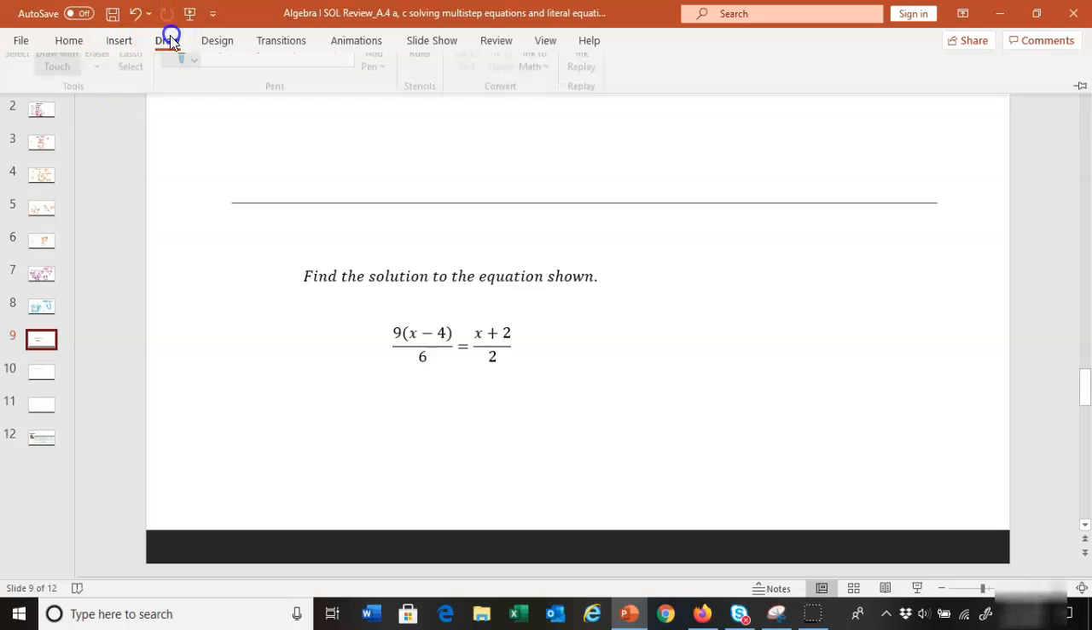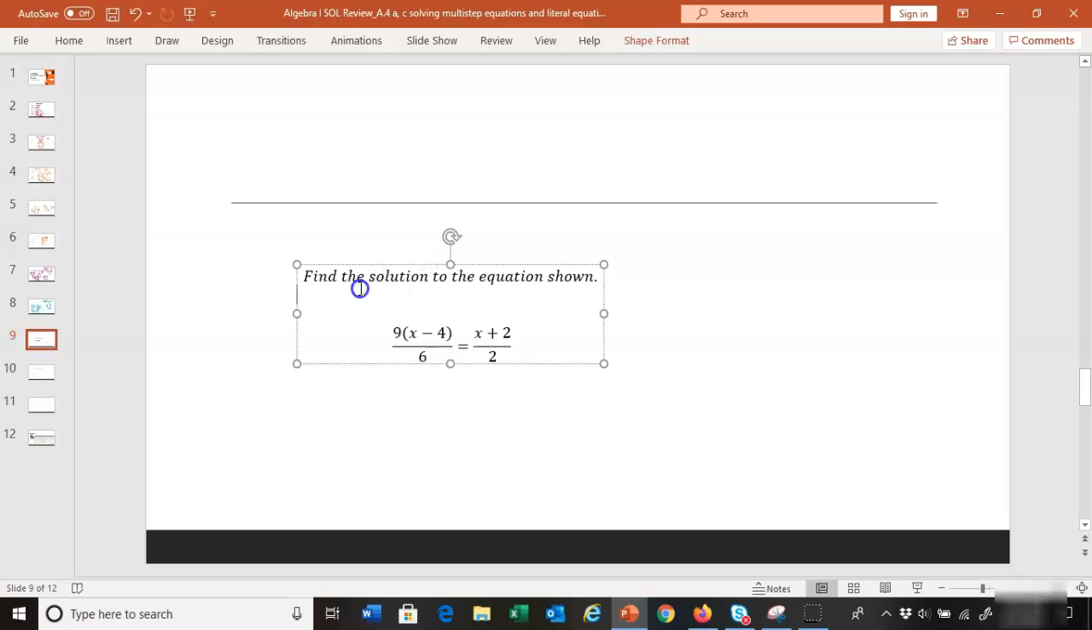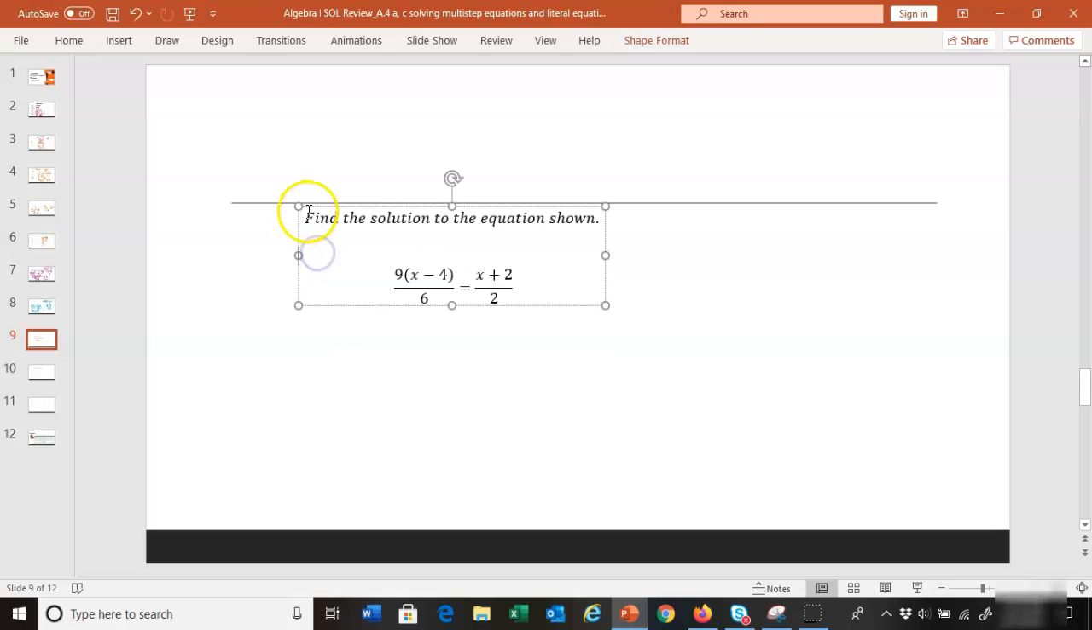Now let me move this guy a little bit so I have more space. Not sure why it's so low.